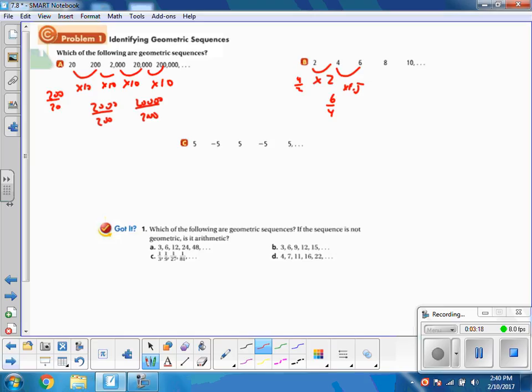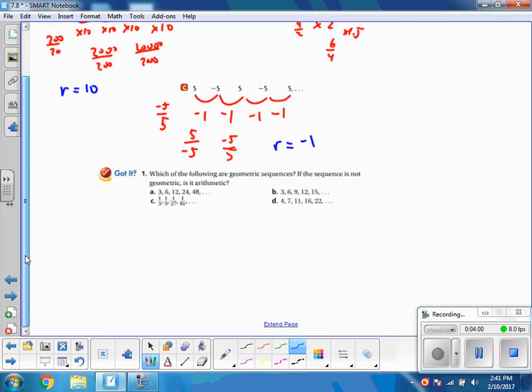Now look at C. This looks kind of strange, but let's see. Negative 5 over 5 is negative 1. 5 over negative 5, that ratio is negative 1. Negative 5 over 5 is negative 1. We do see that this indeed is a geometric sequence. Nice. For the first one, we're using the variable r to represent our common ratio, and this common ratio is 10. Why don't you go ahead and try it on these ones?